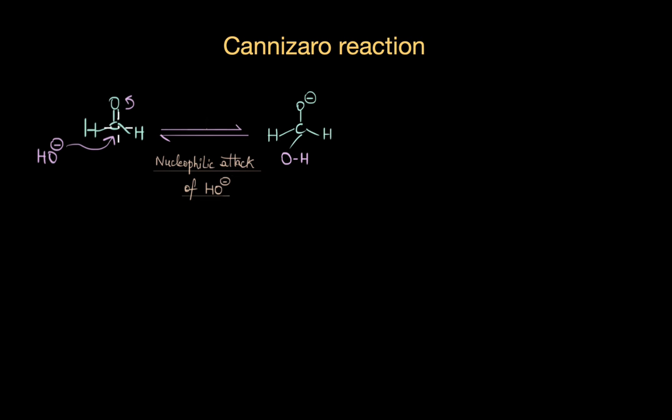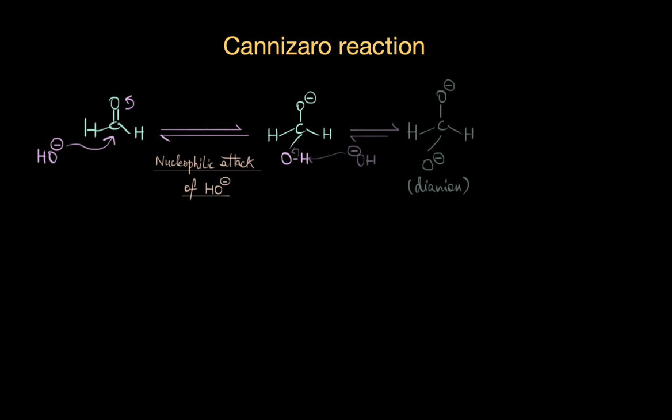So in doing so, it attacks the electrophilic carbon atom, and for that our aldehyde is absolutely great. We have a great substrate here because the carbon atom here is electrophilic, it is electron deficient. And this attack results in the formation of a tetrahedral intermediate, as you can see here.